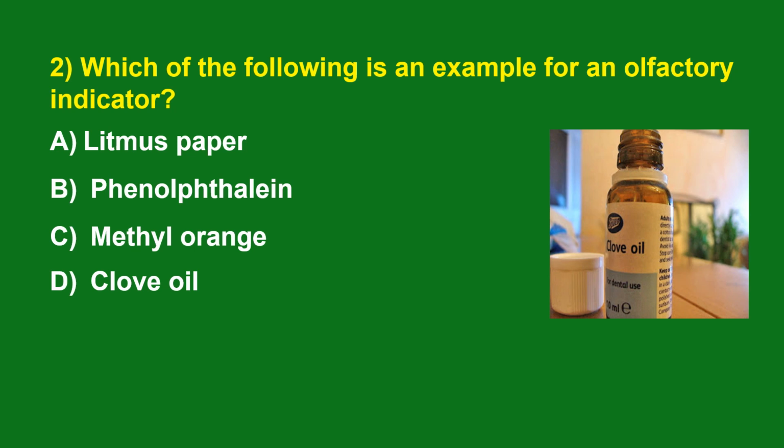Question number 2. Which of the following is an example of an olfactory indicator? We know that olfactory means it is based on smelling. So out of these four indicators, litmus paper, phenolphthalein, methyl orange and clove oil, this clove oil is used to detect whether the given solution is acidic or basic by detecting the smell. So for this question, the right answer is clove oil.